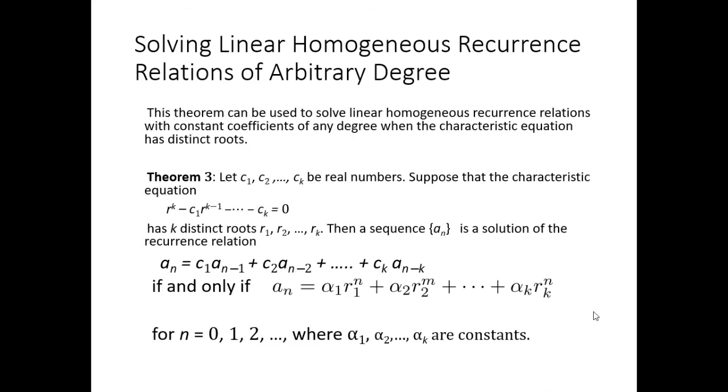Now, the first two examples that we had solved were of the type where roots were distinct. That is, both r1 and r2 were distinct.